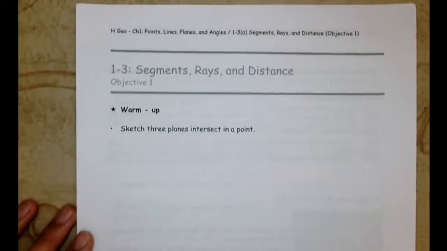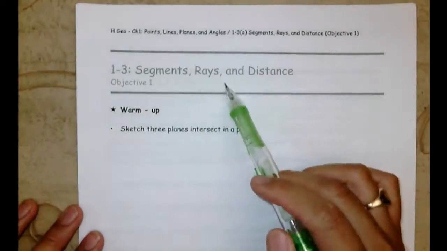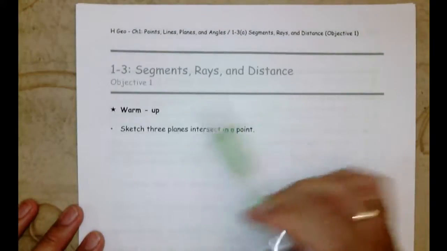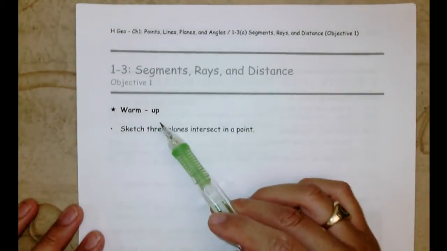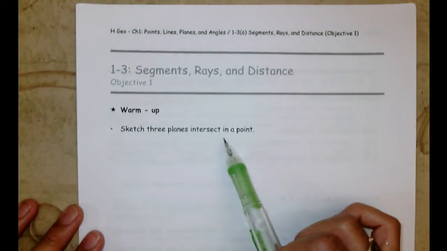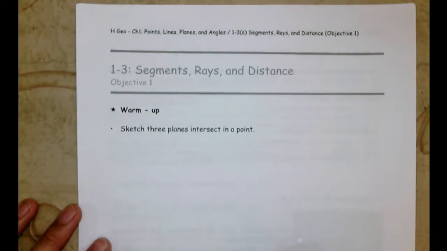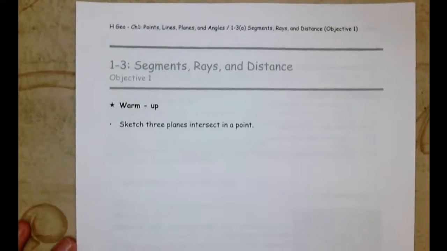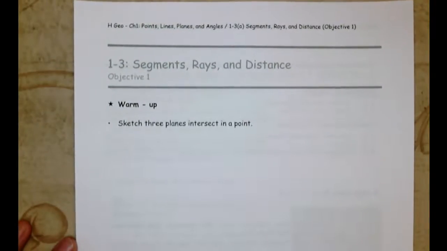Okay, let's work on section 1.3, segments, rays, and distance. Before we start, let's work on the warm-up. Sketch 3 planes intersect in a point. All right, try it. Sketching is an important skill when diagrams are not given, and there will be a sketching problem on the test and the quiz for this chapter, so you need to practice this. So stop here and come back when you're done.